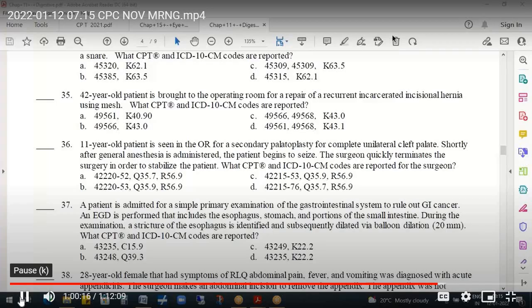But if you read the question, is it initial or recurrent, what have they documented? Recurrent, sir. But if you see the code description 49561, is it initial or recurrent? Initial. Then that is not the answer, Sampath. You coded B. See, follow the steps that I said.